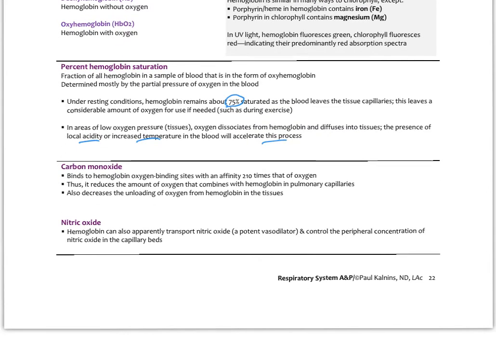Now, unfortunately, carbon monoxide also binds to that same site with much more affinity than oxygen. In fact, 210 times stronger affinity than oxygen. And so, unfortunately, it would then block the ability of oxygen to bind to hemoglobin, and that can create hypoxia.